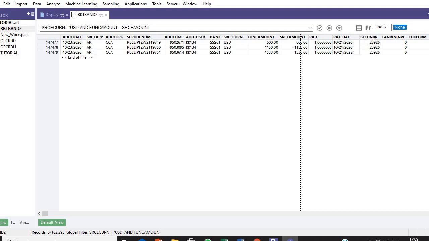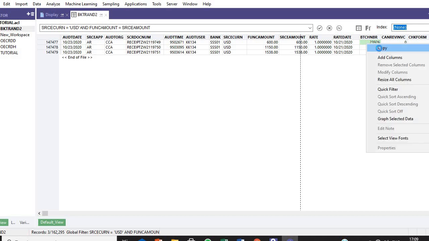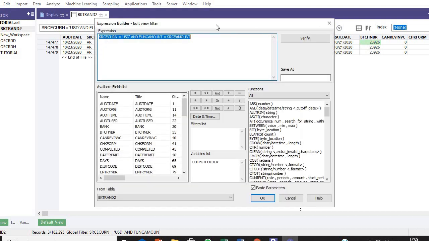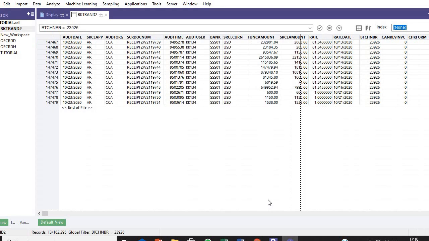So as you can see, these 3 entries were generated in this page 23926. So what I would like to do is to check if these were the only transactions in that page. So let's go back to edit filter, right? Let's discard this expression because I'm now focusing on this particular page number. So the page number here equal to that number that I copied, 23926. Right, I want to see if there were only 3 entries in that page. Let's click OK and find out.